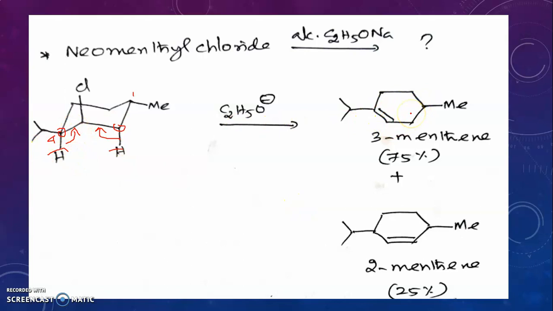It is called 3-menthene. So you will get a mixture of two products. Among the two, 3-menthene is the major product. Why? It is the more substituted double bond, correct? It is more substituted, am I right or not? Yeah. So this is a trisubstituted double bond. This is a disubstituted double bond. So more substituted double bonds are more stable. Therefore, this is the major product. Okay.